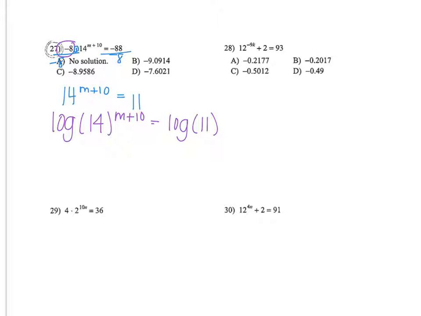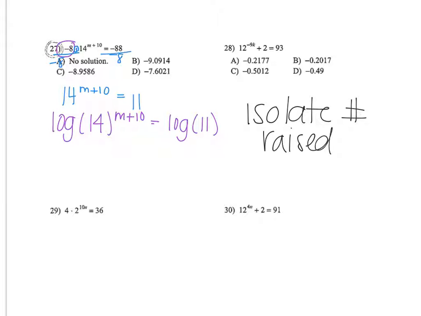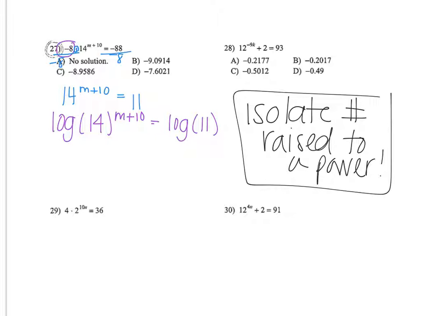Again, the important step was to isolate the number raised to a power. So if you were looking at, say, number 28, you would have to isolate this 12 to the negative 9k by getting rid of the 2 by subtraction in this case. So you'd have 12 to the negative 9k equals 91. From here, the process is the same. Log both sides, etc., etc.